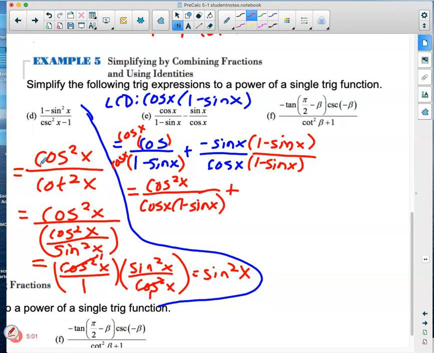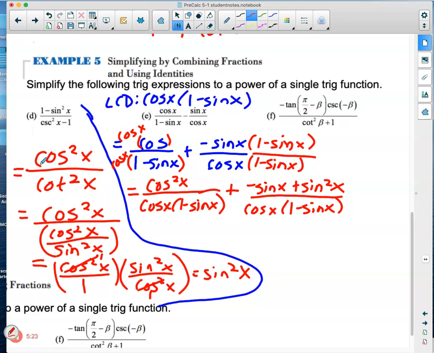Plus, and now if we distribute the negative sign of x, we'll have negative sine of x. I was going to write it backwards right now, but I shouldn't do that. I don't want to lose anybody. Negative sine of x plus sine squared x over cosine of x times 1 minus sine of x.